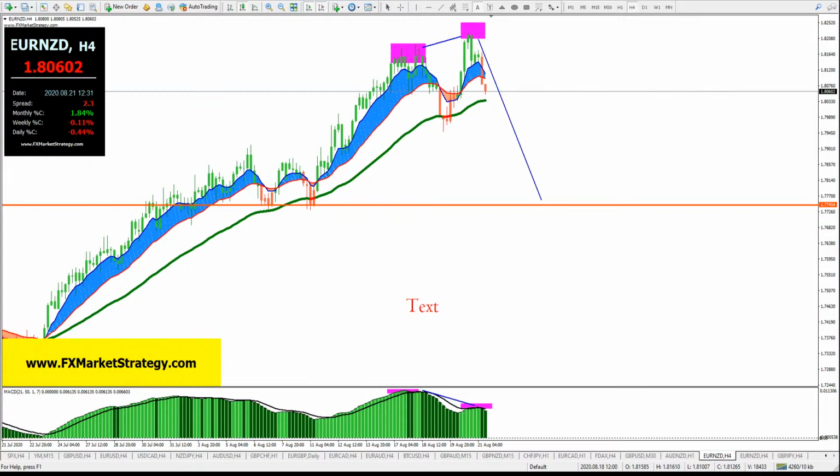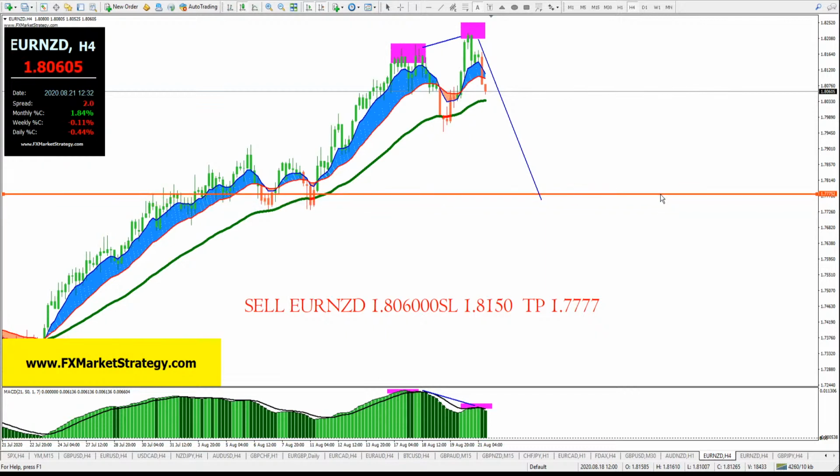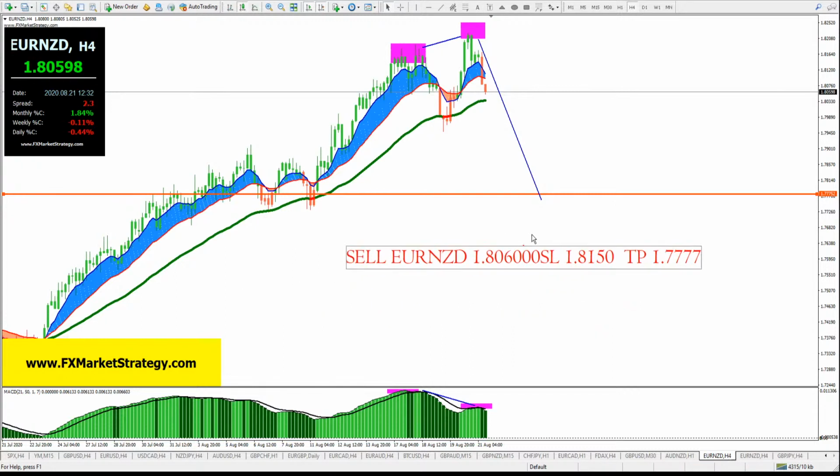Euro New Zealand, and the price is 1.8060, and your stop loss, let's say 1.8150, and your TP is 1.7750. I'll make it 1.47 just to make it easy for typing, guys. Okay, right there. Okay, so that's our target right there.